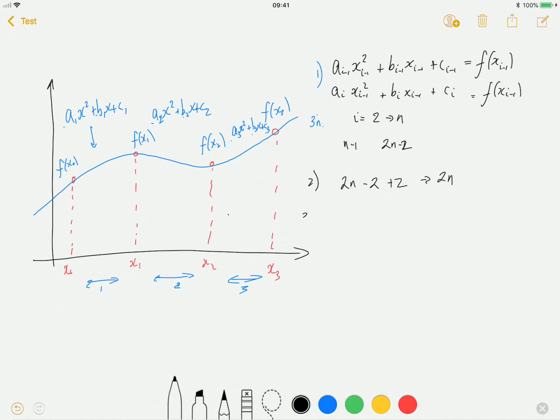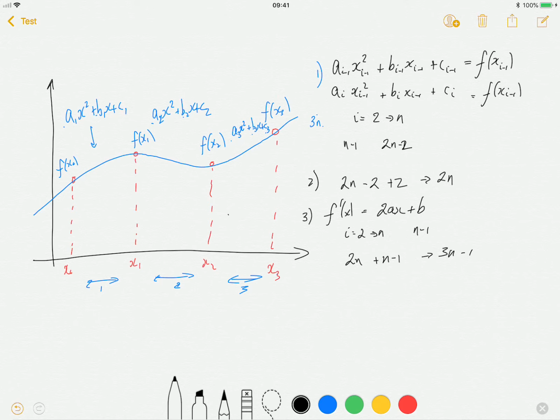Okay, third point. The first derivative at the interior knot must be equal. So we know the first derivative of the function is equal to 2ax plus b. And again, we are using the interior knots, and we have i equals 2 to n conditions. So this provides us with another n minus 1. So now we have 2n plus n minus 1, so we have 3n minus 1 conditions.